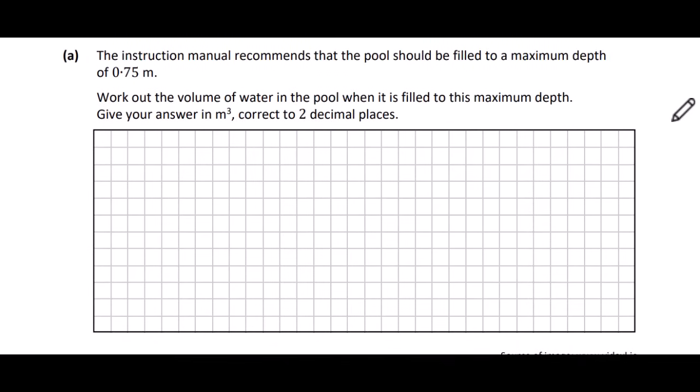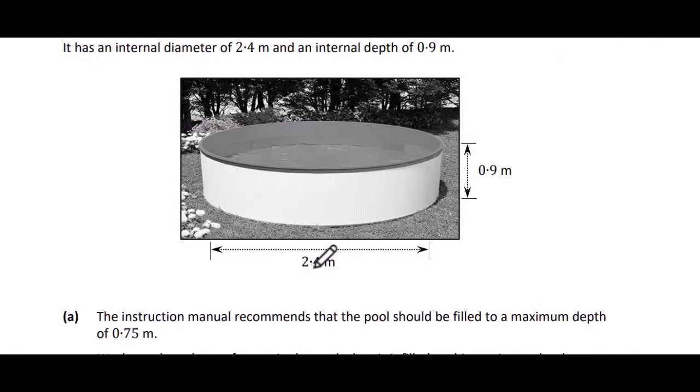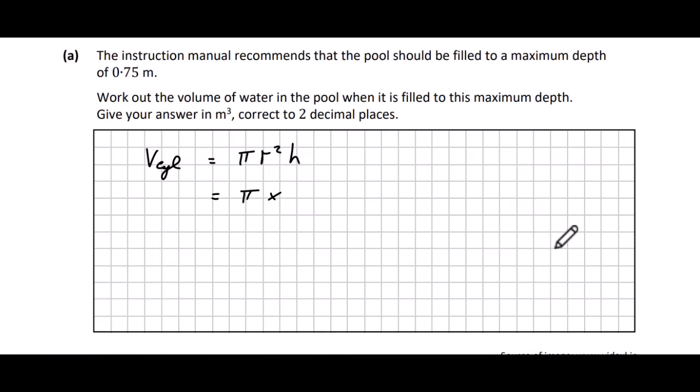So really this is just the volume of a cylinder. The volume of a cylinder is pi r squared h. Again, that's in your tables. So pi, we'll just take as pi from the calculator, and the radius in this case is 1.2. It's 2.4 diameter, so 1.2 is the radius. So we're going to take 1.2, square it, and the height, the maximum height, is going to be 0.75. Okay, we need this to 2 decimal places, so it's going to be 3.39, and that's meters cubed.